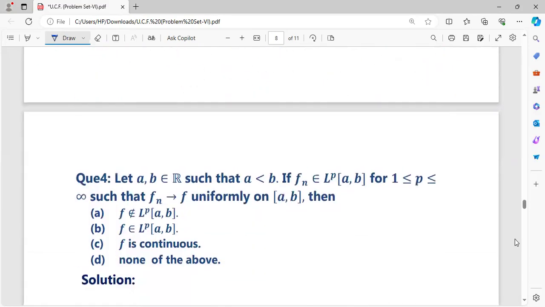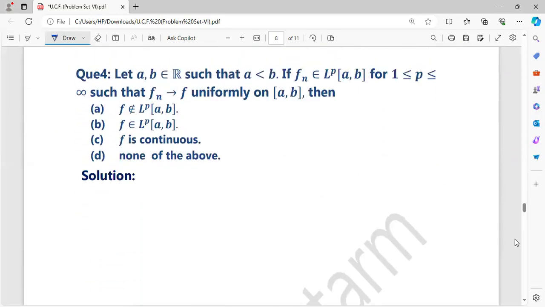Now let's move to question number 4. Let A, B belong to R such that A is strictly less than B. If Fn belongs to LP for P lying between 1 and infinity, P can take value 1 and infinity also, such that Fn converges to F uniformly on the closed interval AB. Then option 1: F does not belong to LP. Option 2: F belongs to LP. Option 3: F is continuous, and D is none of the above.